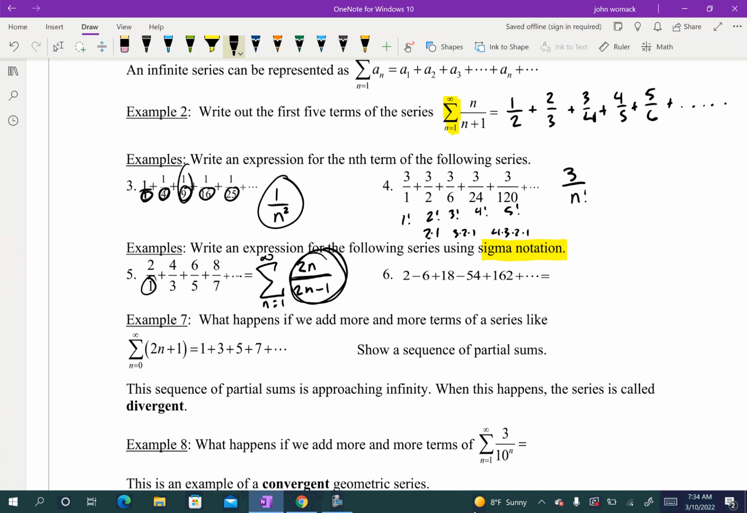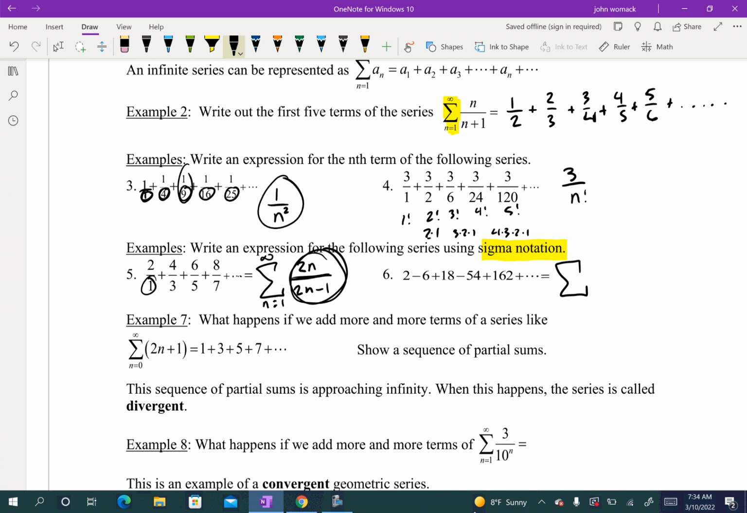Okay, let's look at this next one. This one's a little bit tricky. You'll notice that it's alternating. I've got positive 2, negative 6, positive 18, negative 54, positive 162. So we'll have to figure out a way to deal with that. Let's see if we can come up with a formula here. If you notice, you're really multiplying by 3 every time. Actually, by negative 3, excuse me.